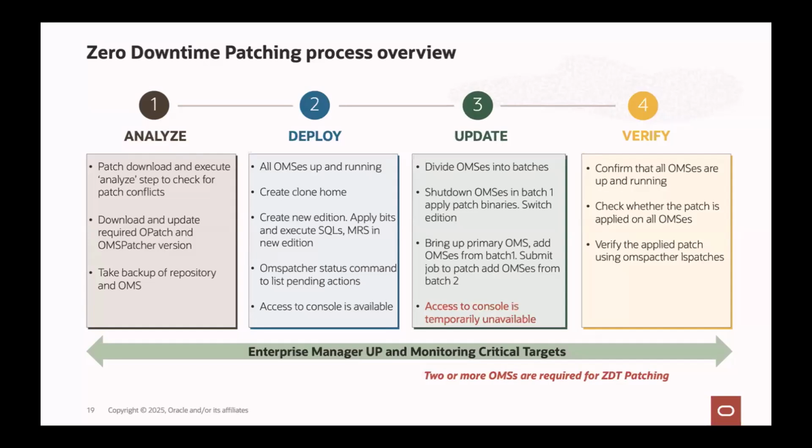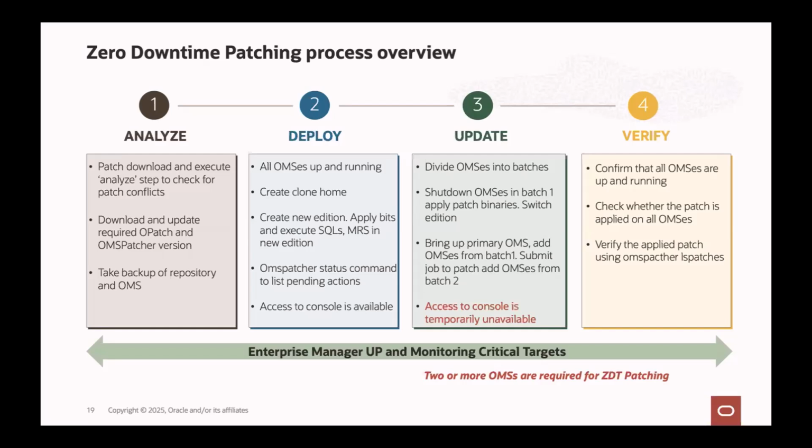That is because the UI is not yet ready, but the UI will also be enabled in a future RU. But that's the small gap that you will see: the console will be unavailable for that particular time. Outside of that, the event processing, alerts, everything gets processed through the monitoring service. So only the UI will be temporarily unavailable. And once the update operation is complete, all the OMSs will be up. Then you will be back online, and you will have the UI access, and you can verify and monitor all your targets.